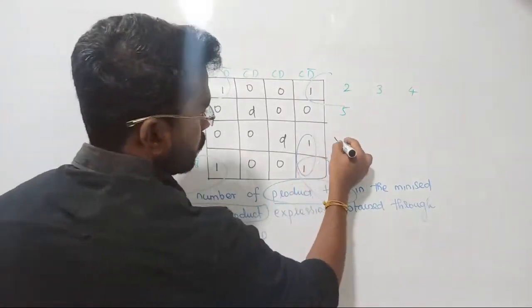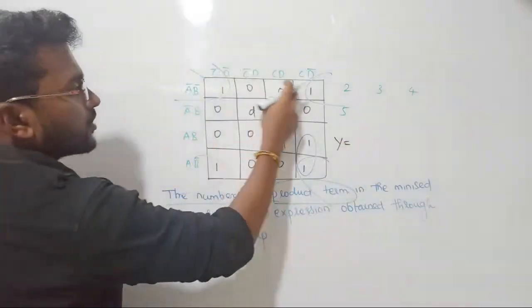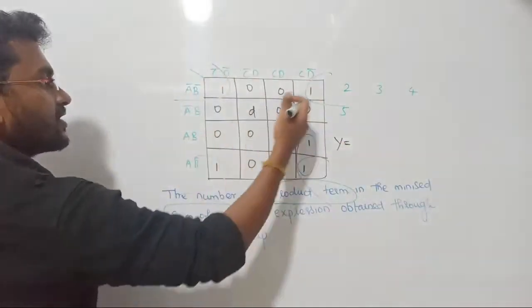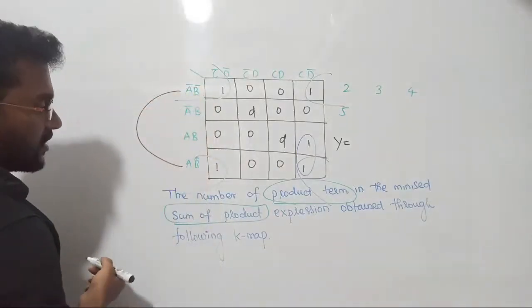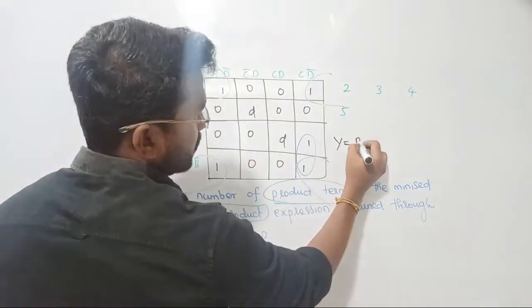Let me write the answer. So y is equal to, if I group these 4, see, in the horizontal line we have to consider these 2, such that the common term between these 2 is B bar.